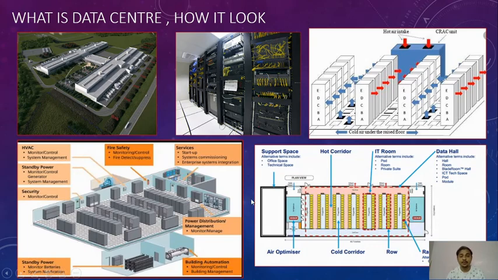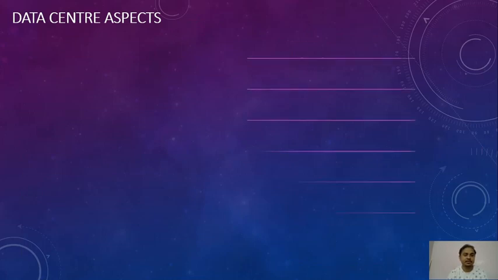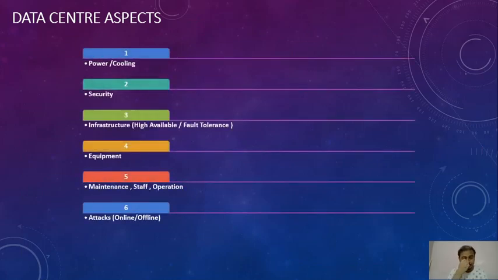And finally, one more picture. I just wanted to show the hot corridor and the cold corridor, which are inside the racks, your IT room, the data center hall, the support space, and all those things. So each of these racks is what we have discussed so far. Now let's discuss data center aspects. Let's look into this slide, which will give us a full overview.